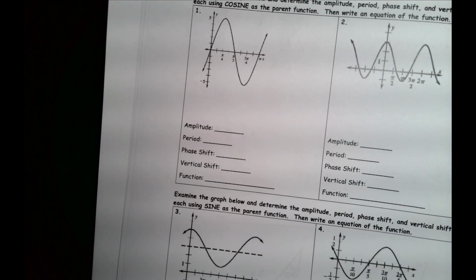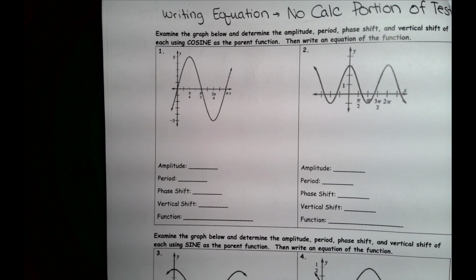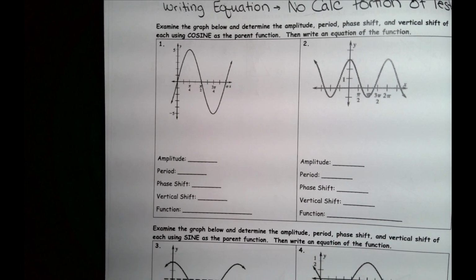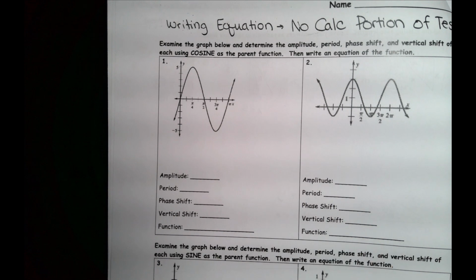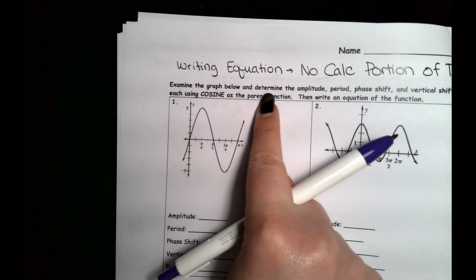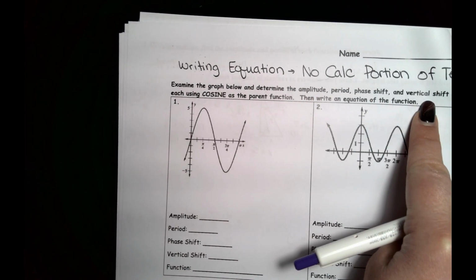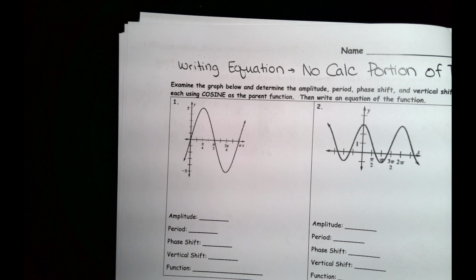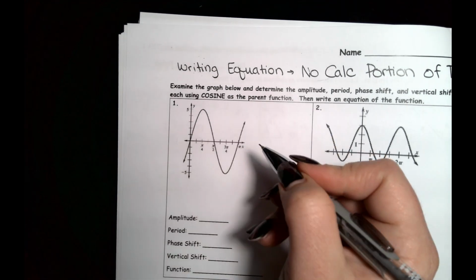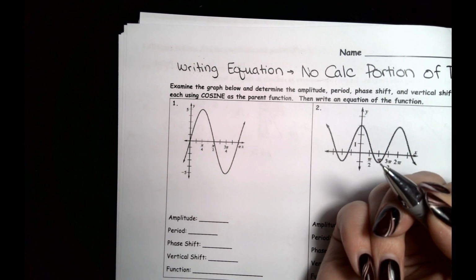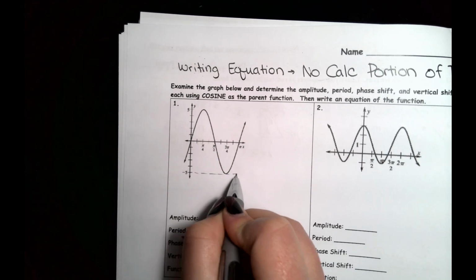Last portion of this for the non-calculator is to have you writing the equations of the sine and cosine. I'm going to do one of each. You should be able to write an equation for cosine and for sine. It says, examine the graph below and determine the amplitude, phase shift, and vertical shift of each using cosine as the parent function. Cosine starts and stops on either the minimum or the maximum, so I'm going to extend out.